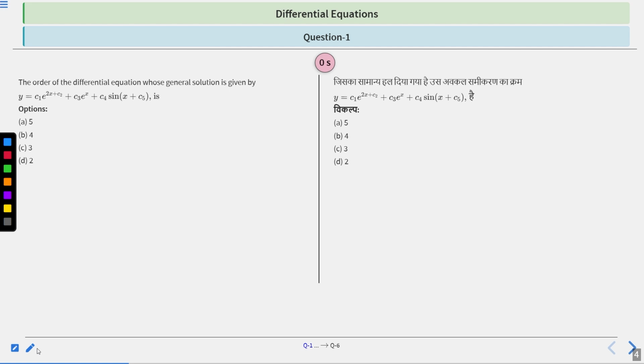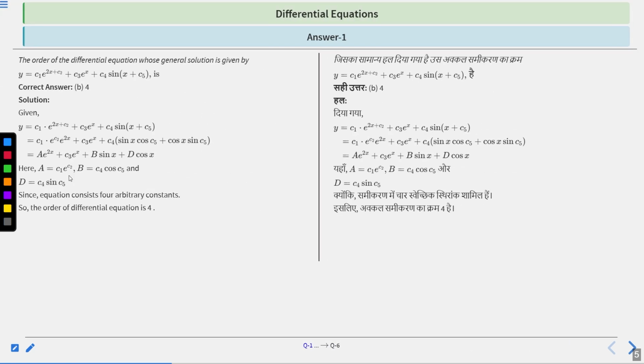Okay, let's move to the solution part. As it is given, y is equal to c1 e to the power 2x plus c2, plus c3 e to the power x, plus c4 sine x plus c5. Now see, c1 e to the power 2x plus c2 can be broken as c1 into e to the power c2 into e to the power 2x. Plus c3 e to the power x. Now c4 sine x plus c5 is basically c4 sin x cos c5 plus cos x sin c5.